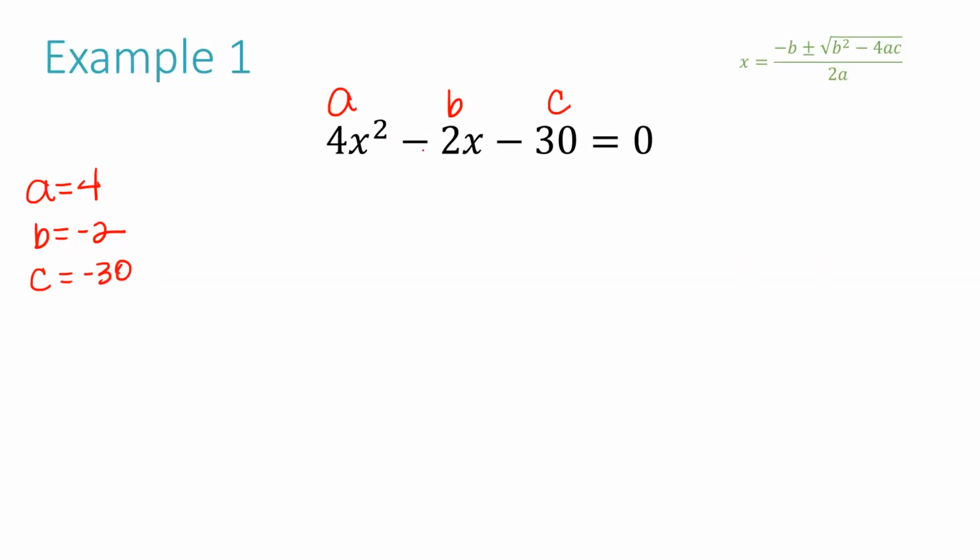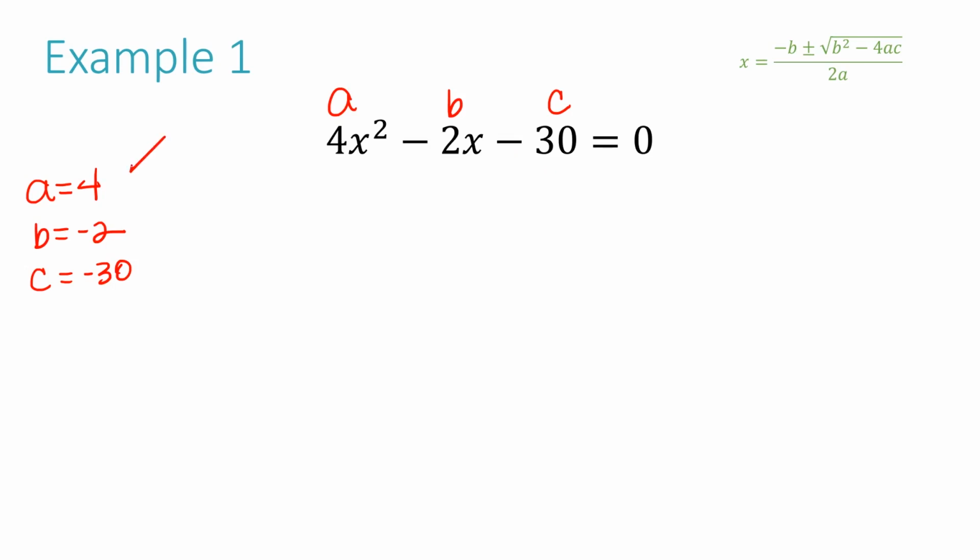I want you to remember that whenever there's a subtraction sign in front of a term, you need to make sure you take that sign and count it as negative on that coefficient. So for our b value, it's not just a regular 2, it's a negative 2 because there's a subtraction sign right in front of it. The same thing is true for the c. This isn't a positive 30, it's a negative 30 because there's a subtraction sign in front of it.